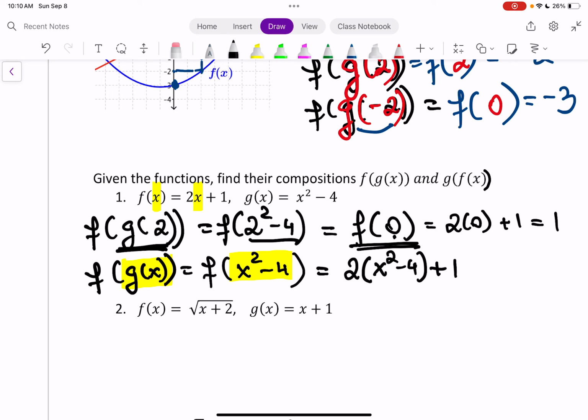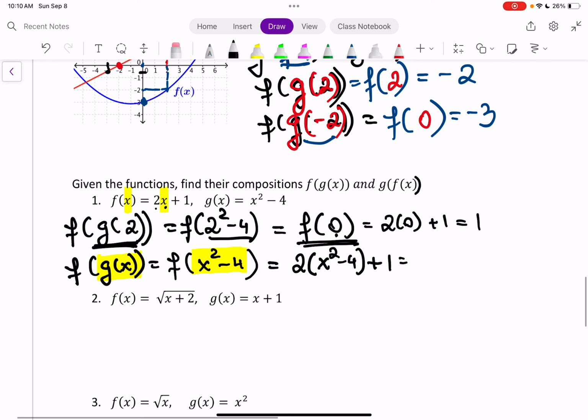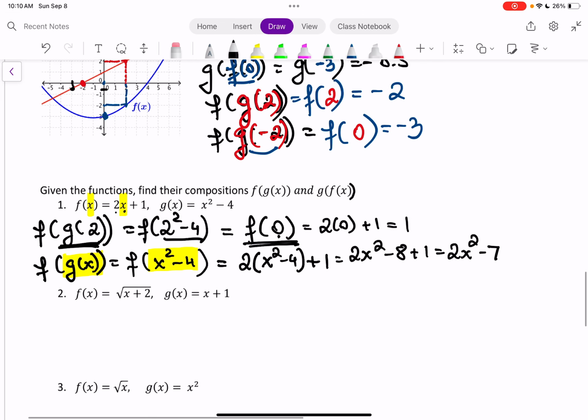So the function f says it's always 2 times whatever comes its way, and that's what came its way, x squared minus 4, and then plus 1. So if you simplify this a little bit, you're going to get a 2x squared minus 8 plus 1, which simplifies to a 2x squared minus 7, right? Combining like terms. All right.